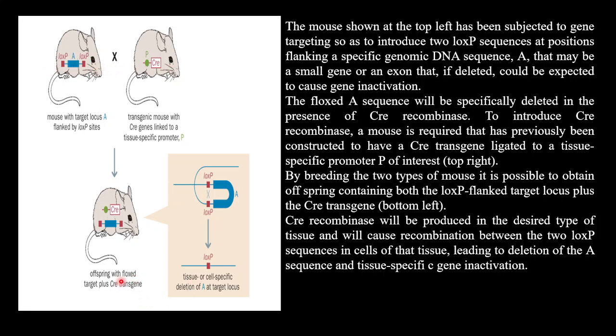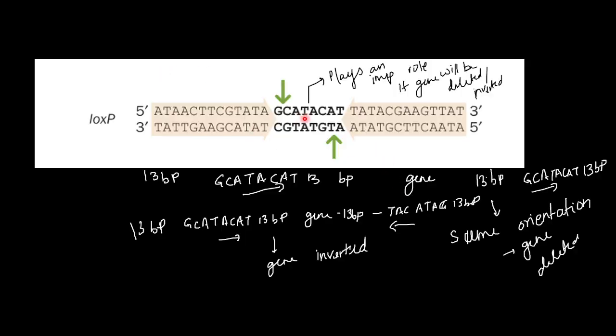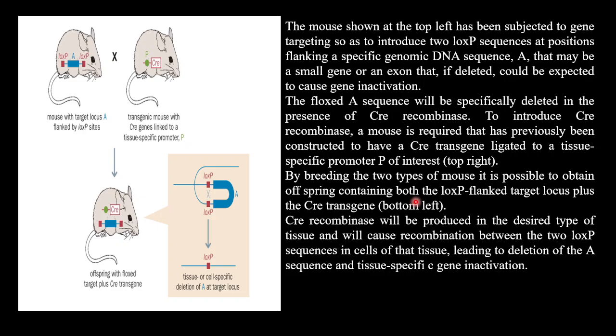For example, in this case it is going to be deleted, but if suppose it is in the reverse orientation, and when we are talking about reverse orientation it means only the 8 base pair sequences. If these sequences are in the reverse orientation, as I showed here, then the gene is going to be inverted. So this is the Cre-Lox system.